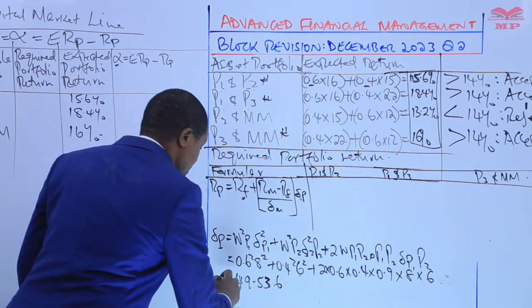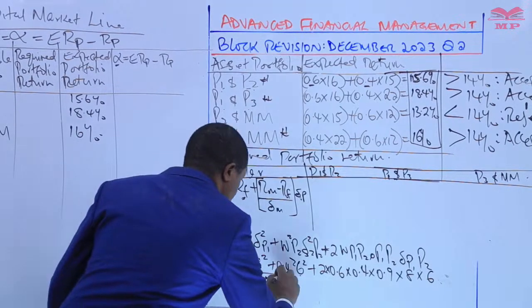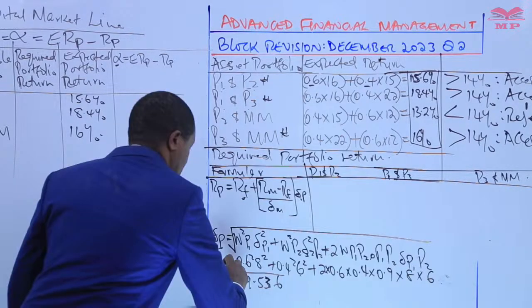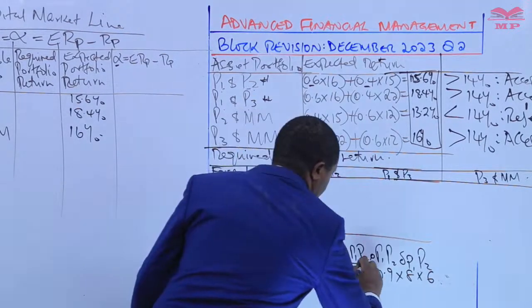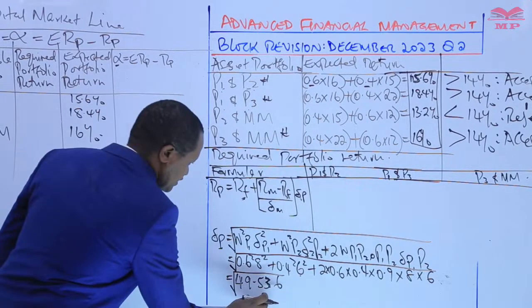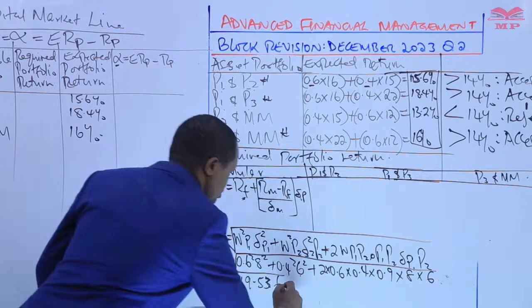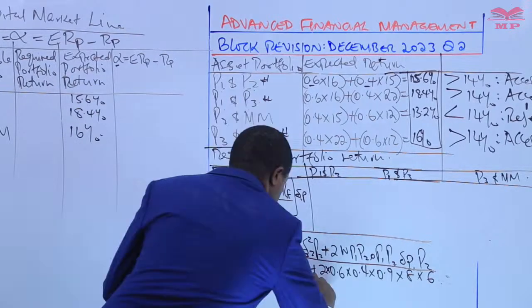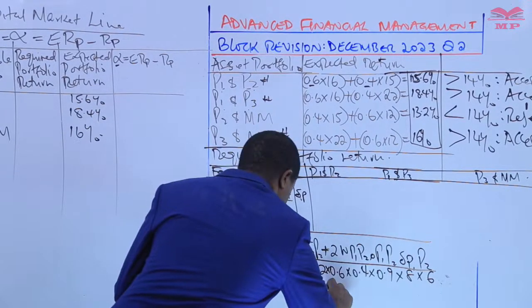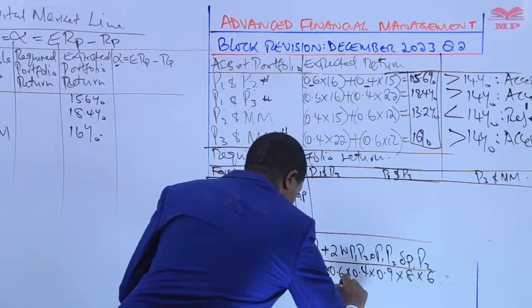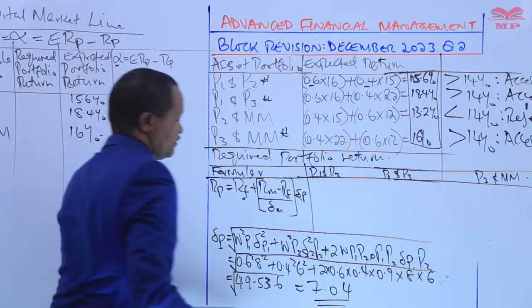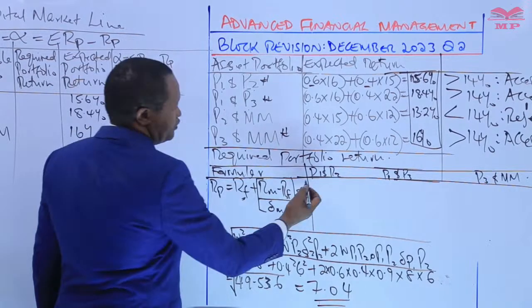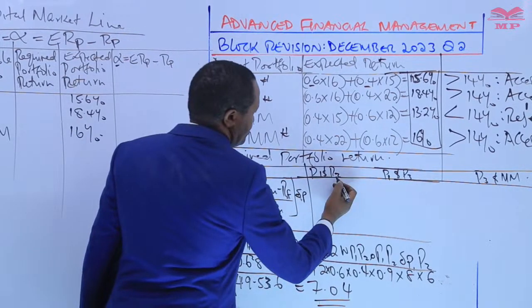Candidates, this is the variance, but we are calculating the standard deviation. So we have to get the square root. That is the formula, square root of the variance. So what is the standard deviation? This gives me 7.04. So we've calculated the standard deviation of the portfolio P1, P2.